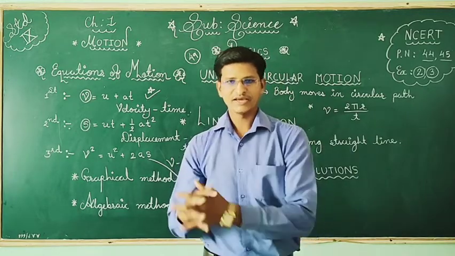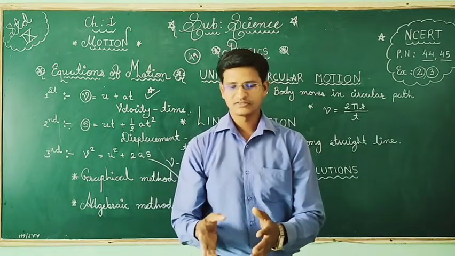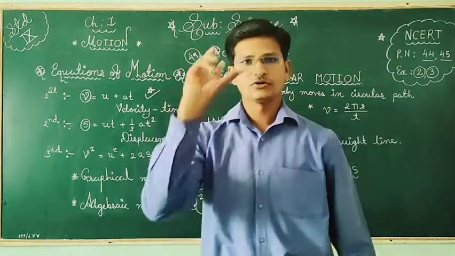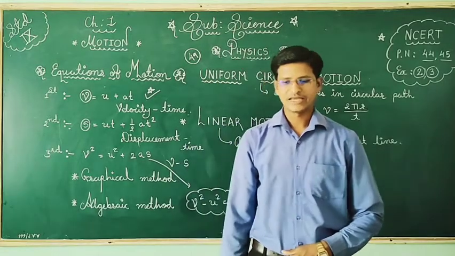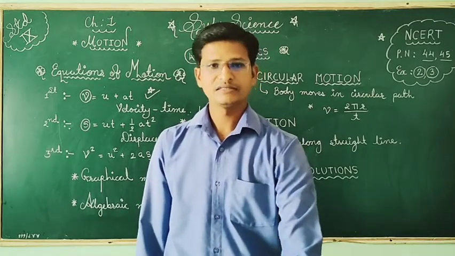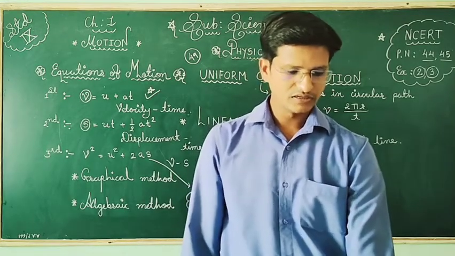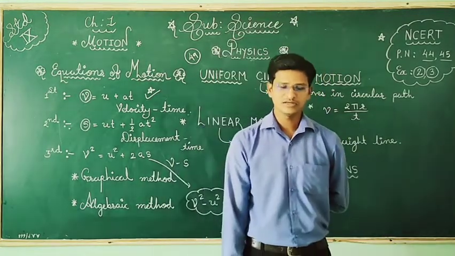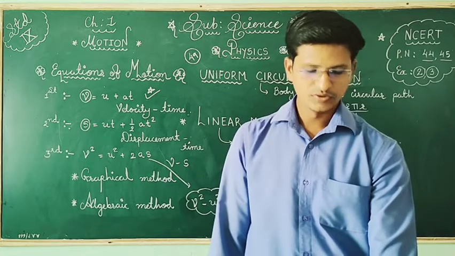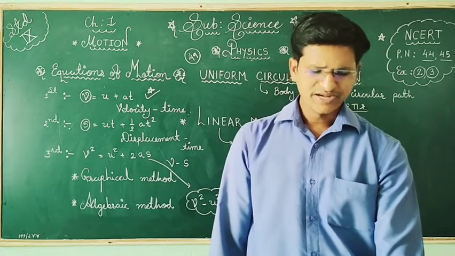We can say that when we are playing, there is already one example of circular motion: the boy is using a thread and ball, and he is moving that ball in circular motion. Even the fan is revolving, so there also we can say it is circular motion. Examples of uniform circular motion: the motion of the earth around the sun, and second, the motion of the moon around the earth. Third, so many examples are there.